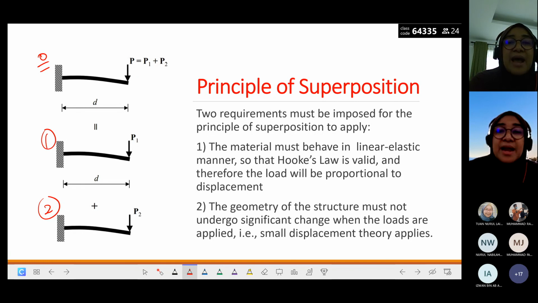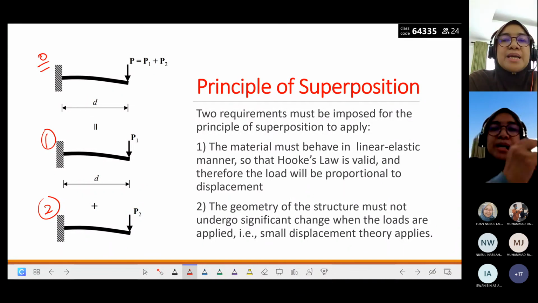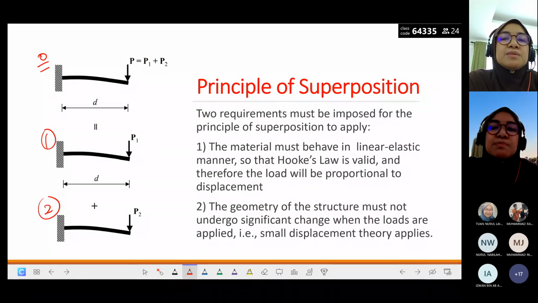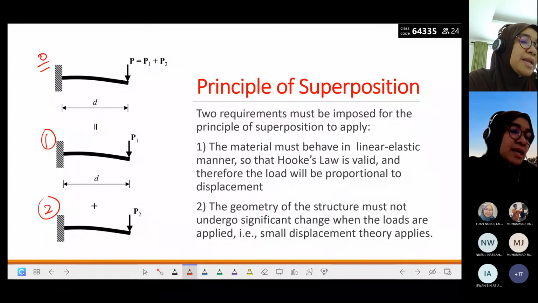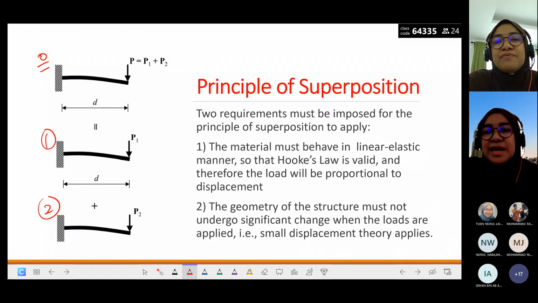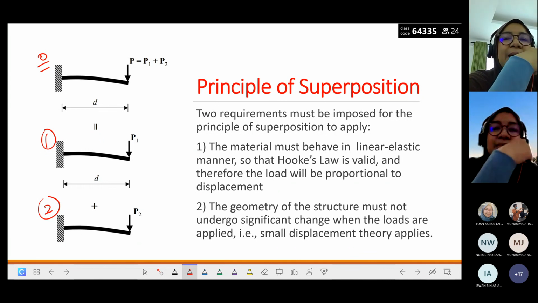So that is the idea of the principle of superposition, where in order to apply this principle, there are 2 requirements to be fulfilled. Number one, the material must behave in a linear elastic manner so that Hooke's law is valid. But you have done a lab on this, right, in diploma.